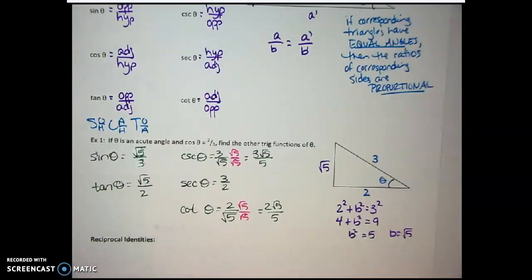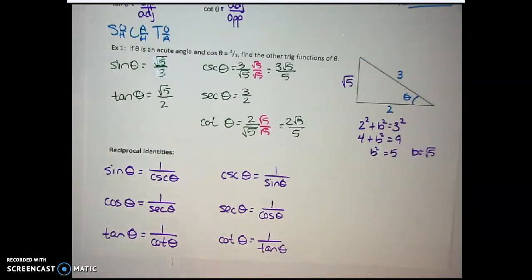Using the Pythagorean theorem, we found that our third side was the square root of 5. Keep those as radicals rather than decimals because we want to deal with exact answers, and decimals just get too sloppy. Using the definitions above, we have our 5 other trigonometric functions. Hopefully you can notice that the sine and the cosecant are reciprocals, cosine and secant are reciprocals, and tangent and cotangent are reciprocals. This brings us to our reciprocal identities, and these are our reciprocal identities.